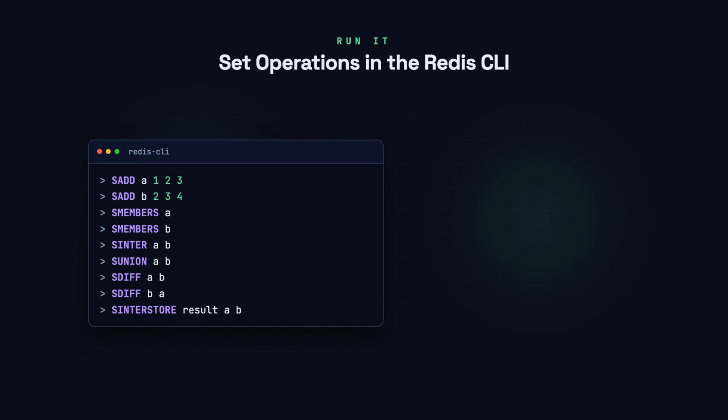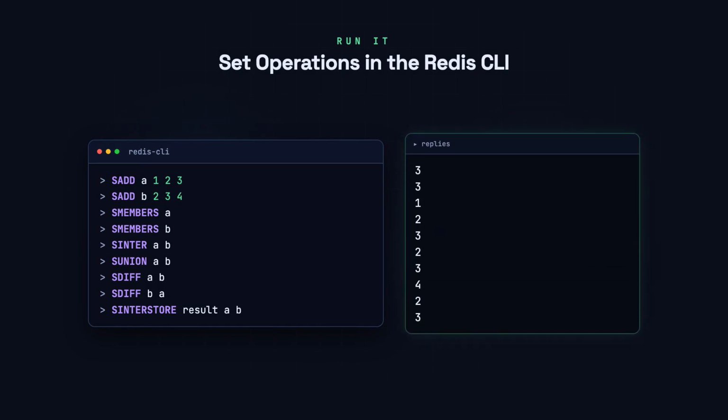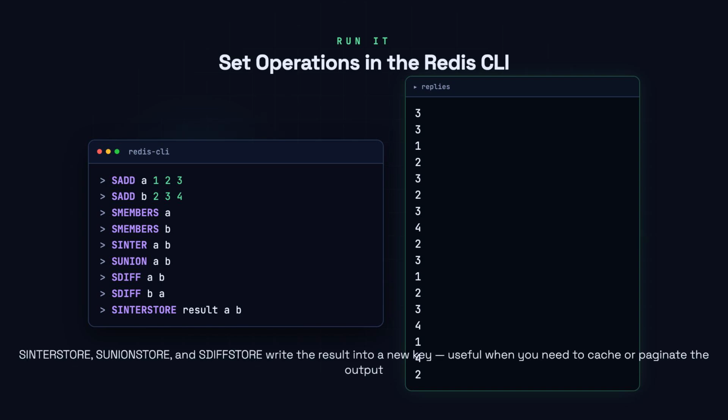Watch how SINTER returns only 2 and 3. SUNION gives us every unique value, and SDIFF flips depending on argument order. The SINTERSTORE variant persists the result, so you can run subsequent commands against it without recomputing.